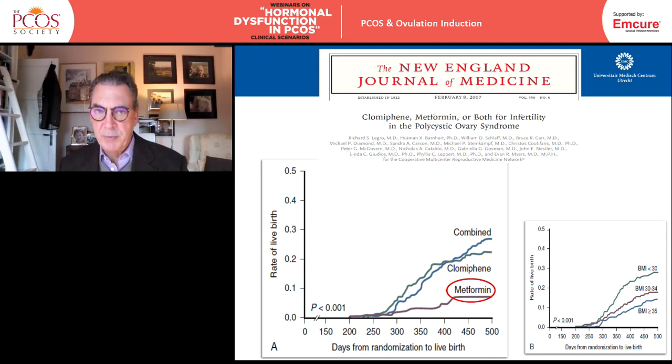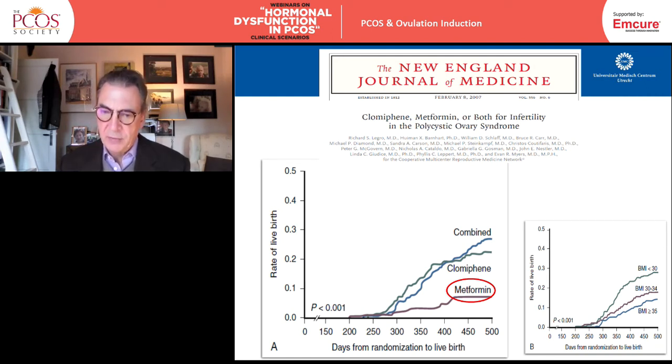Two very important studies were published in the New England Journal of Medicine, again from this Reproductive Medicine Network, put together by Richard Legro. Study number 1 was a 3-arm randomized controlled trial where they compared clomiphene as first line, metformin as first line, and the combined clomiphene-metformin treatment. And I think it very clearly showed that metformin as single therapy is inferior. I think this changed practice over the world, and people all consider this very important.